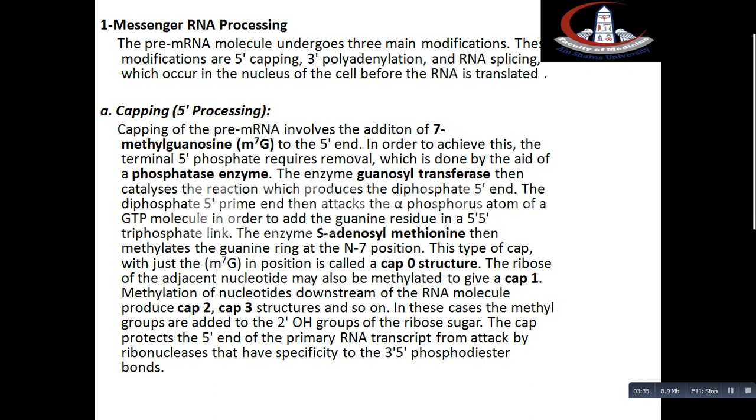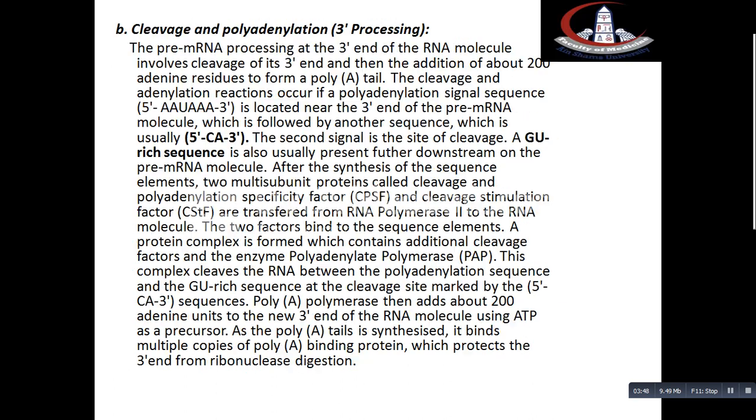The cleavage and adenylation reactions occur if a polyadenylation signal sequence AAUAAA is located near the 3' end of the pre-messenger RNA molecule, which is followed by another sequence, which is usually 5'-CA-3'. The second signal is the site of cleavage. A GU-rich sequence is also usually present further downstream on the pre-messenger RNA molecule.